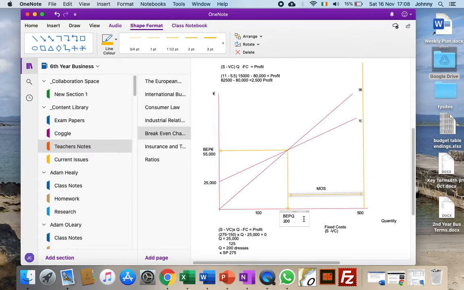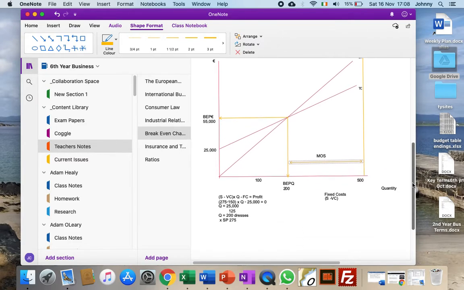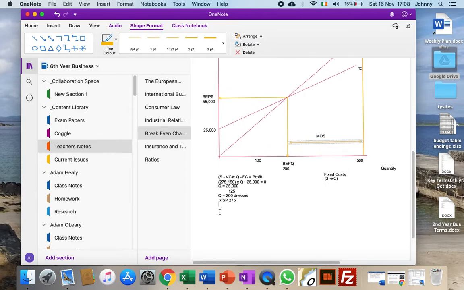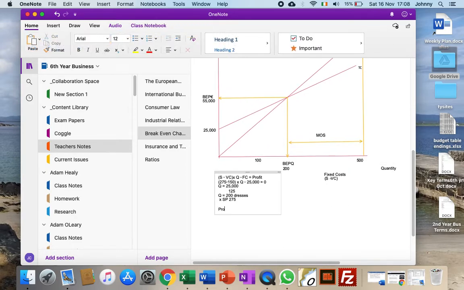300 dresses. So we found that, okay, what profit should be made at production output? So again, I'm going to go back to my formula that I had here. So production output. Still using the same formula. I have 275 euro, take away 150 euro, multiplied by the production output, which it says is 500, take away our fixed cost of 25,000, and that will give me the missing figure I'm looking for here, which is called profit.